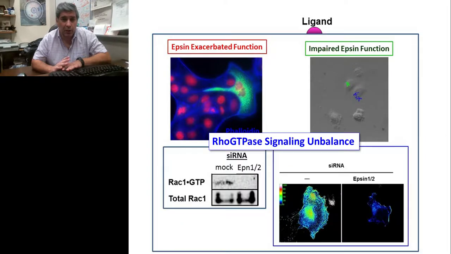And that's what we see as a signaling imbalance as well when we do a similar experiment to the one I described in yeast. Upon an siRNA knockdown of epsin 1 and 2, you see activated Rac1 being lower, and we also can detect that lack of activation by using FRET biosensors that sense in living cells when the activation occurs. And what you see is that the epsin double knockdown is definitely not showing any sign of activation of the FRET biosensor.